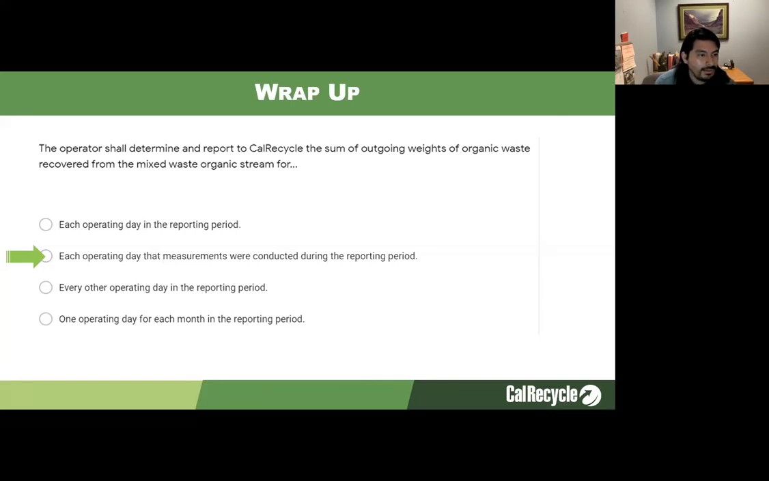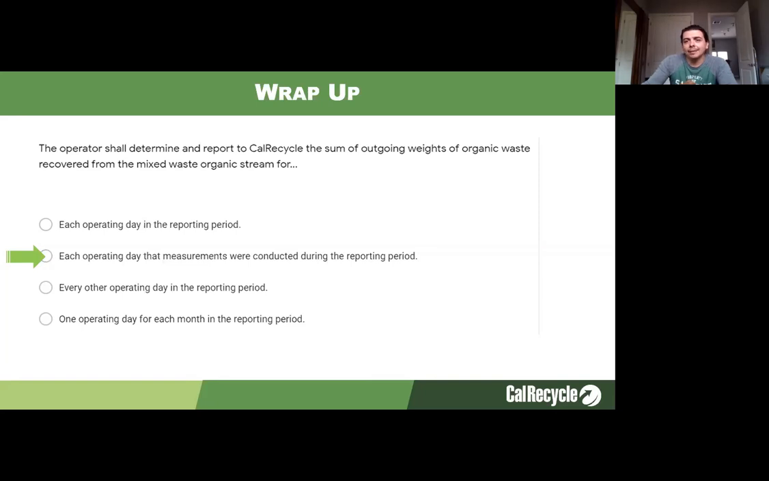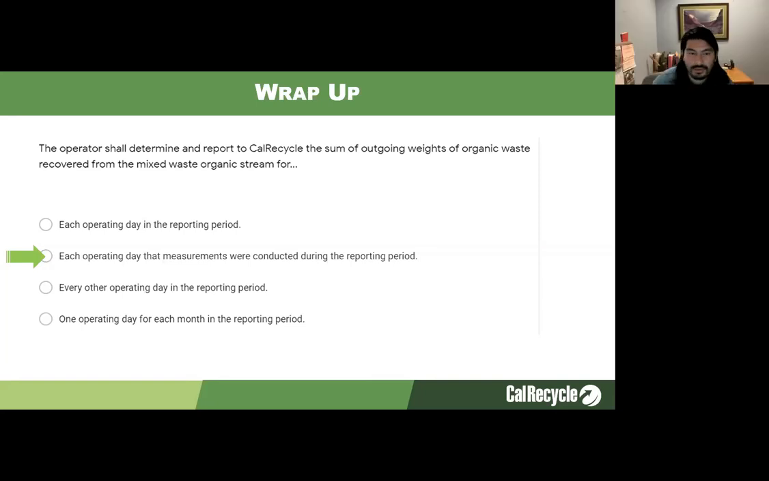If you selected any other ones, but each day in a reporting period, that would be way too many, or way more than what's required. Every other day, that still would be a lot. One day for each month and each reporting period, that would be not enough. So let's see how many folks got that right. Out of 24, we have 18 that got that right. Okay, it's a good number.